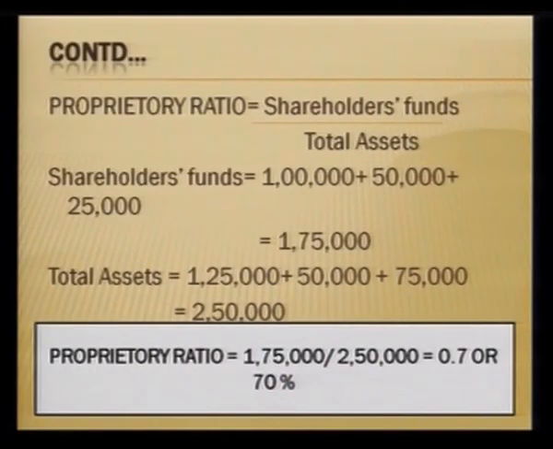Now, in order to compute the proprietary ratio, the first thing is we compute the numerator, which is the shareholders' fund. In our example, it will include the equity share capital, the preference share capital and the reserves and surpluses, which account for 1,75,000, and the total assets would be the fixed assets, the current assets and investments, which amount to 2,50,000. So our ratio becomes 1,75,000 divided by 2,50,000. So it is 0.7 as a pure number, or we can express it as a percentage, and it turns out to be 70%.